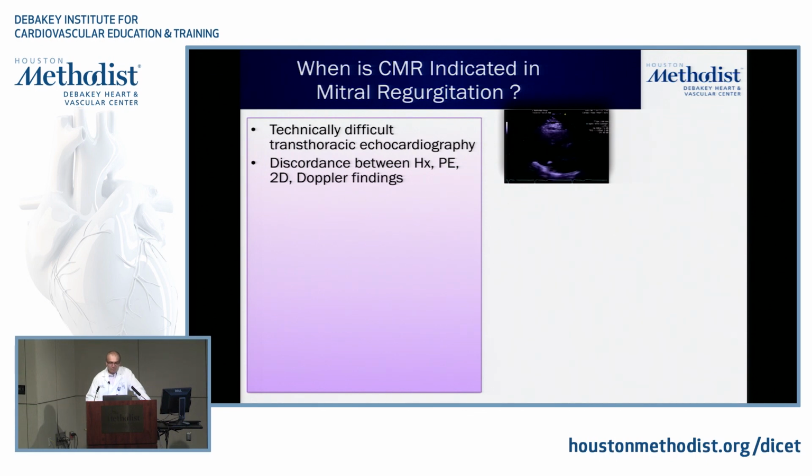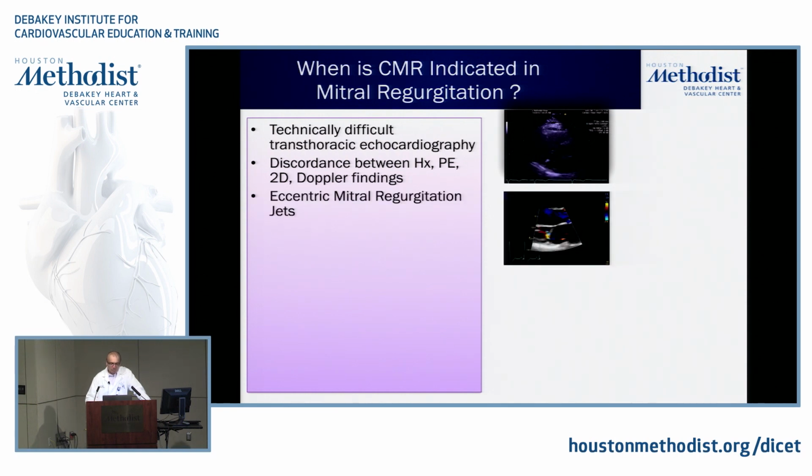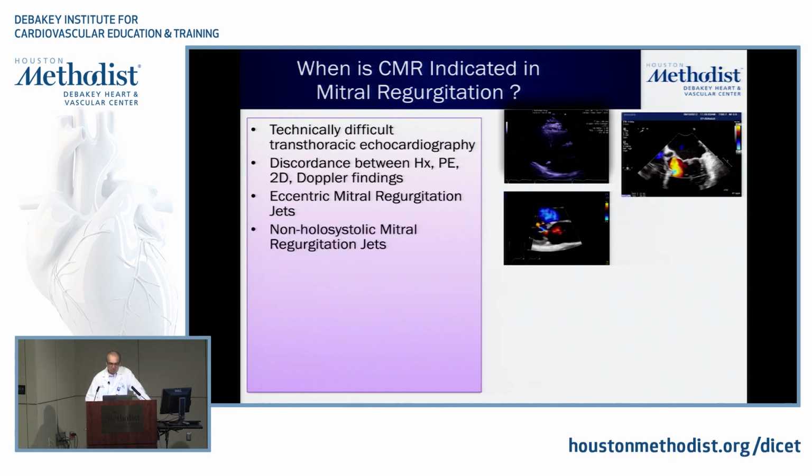Another example is if you've got what looks like severe MR on your echo, but your LV size is completely normal, that again could raise suspicion that there may be some discordance here, and those are scenarios where CMR may be useful. The other scenario that's highlighted is when you have very eccentric jets, where it can be hard to identify an accurate vena contracta or a PISA measurement. Those are scenarios where CMR could be useful.